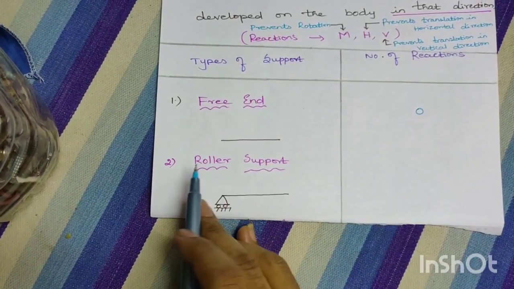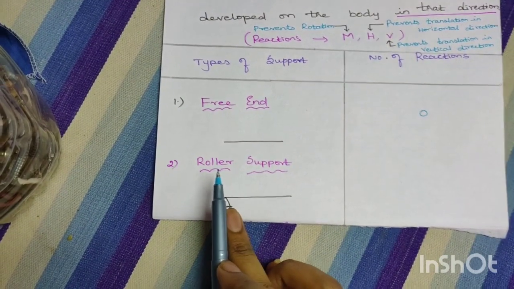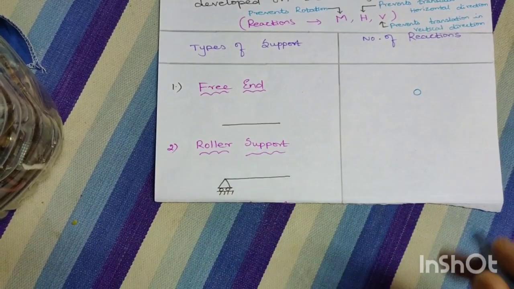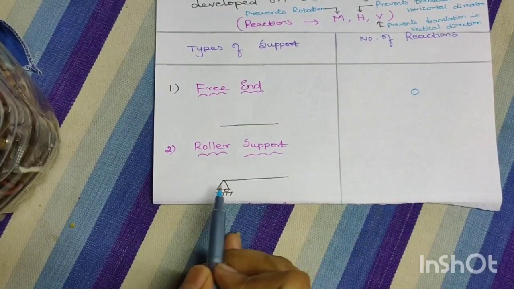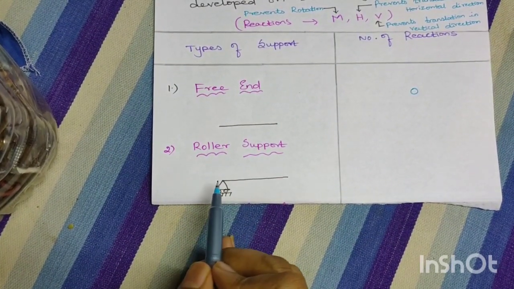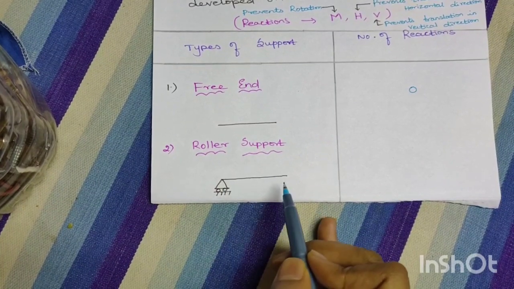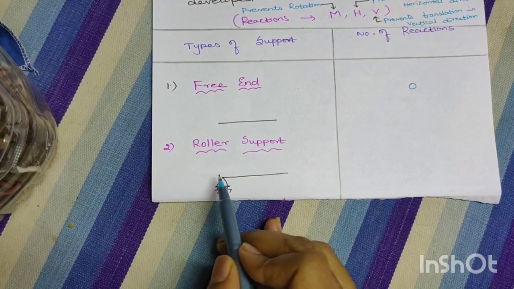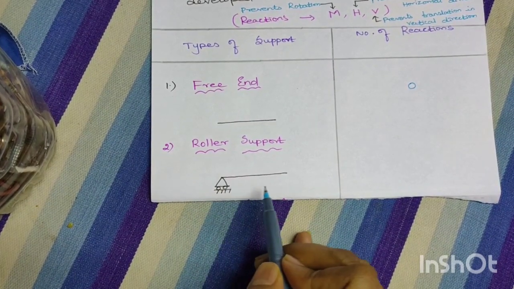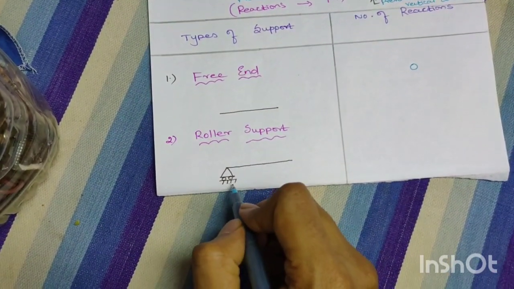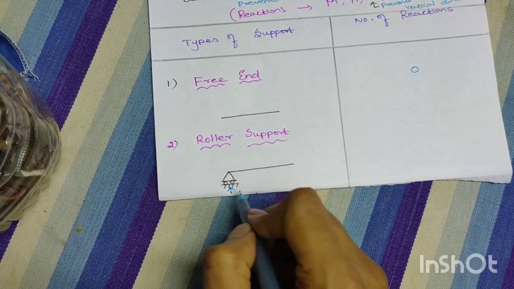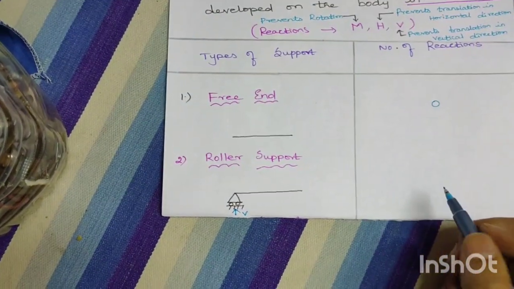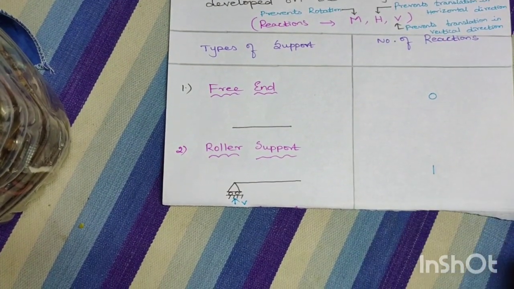Next we are going to see the roller support. I already told about the roller support. The roller support can move freely in the horizontal direction and it is allowed to rotate. So there is no possibility of horizontal reaction and no possibility of moment. The only possible reaction is the vertical reaction. Therefore the number of reactions for a roller support is equal to 1.